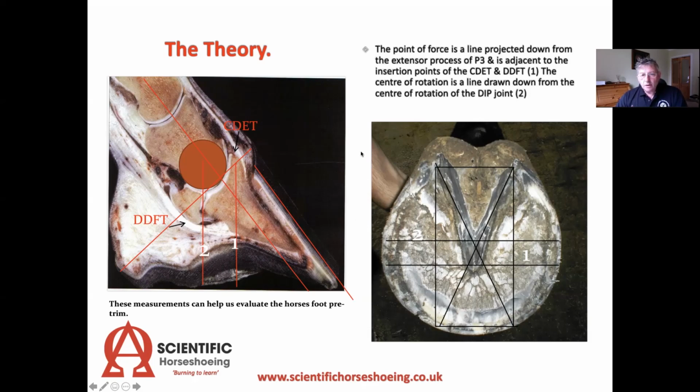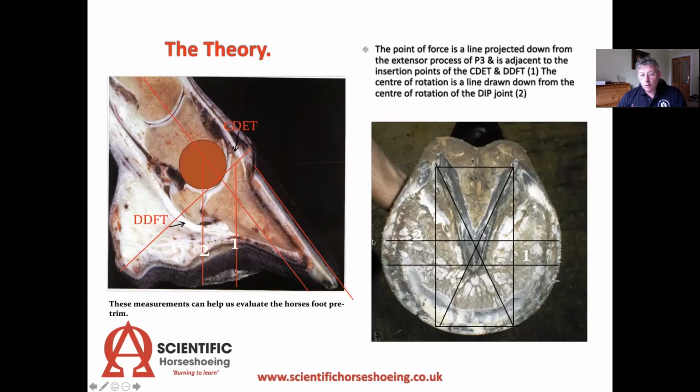The center of rotation is a line drawn down from the center of rotation of the distal interphalangeal joint, and this is line 2. So the lines taken from the center, the motion of the pedal bone as it rotates around the articular plane, this is the center of the distal interphalangeal joint. A line dropped vertically down through the foot will represent the center of rotation by this line on the bottom of the foot. So this is how we identify point of force and center of rotation.